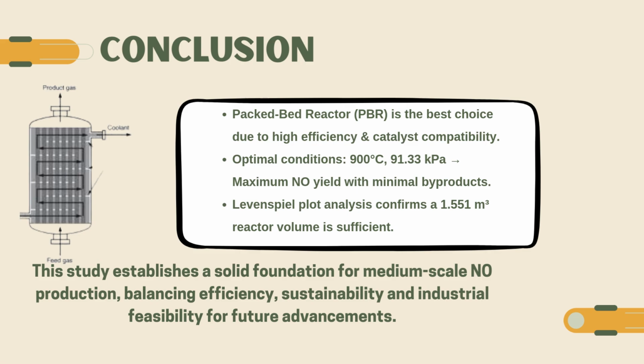In conclusion, we successfully designed a PBR reactor for nitric oxide production. Our study confirmed that using a platinum-rhodium catalyst at 900 degrees Celsius and 91.33 kilopascal will maximize the nitric oxide yield while minimizing the byproduct. Future improvements could include energy recovery strategies, process automation, and further catalyst optimization to enhance efficiency and sustainability.